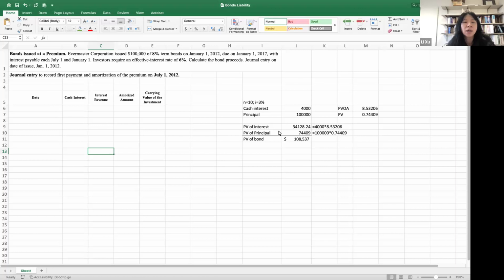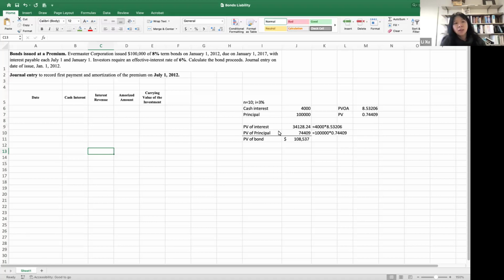The company issues a 100,000 face value, 8% term bond, and the maturity is 5 years later. What you have to pay attention to is that the company pays interest twice per year. Therefore, it's twice per year compounding. When the company decides to issue a bond, they decide a couple of things: how much they want to issue and what interest rate they want to pay. Here they choose 8% and they choose to pay twice per year.